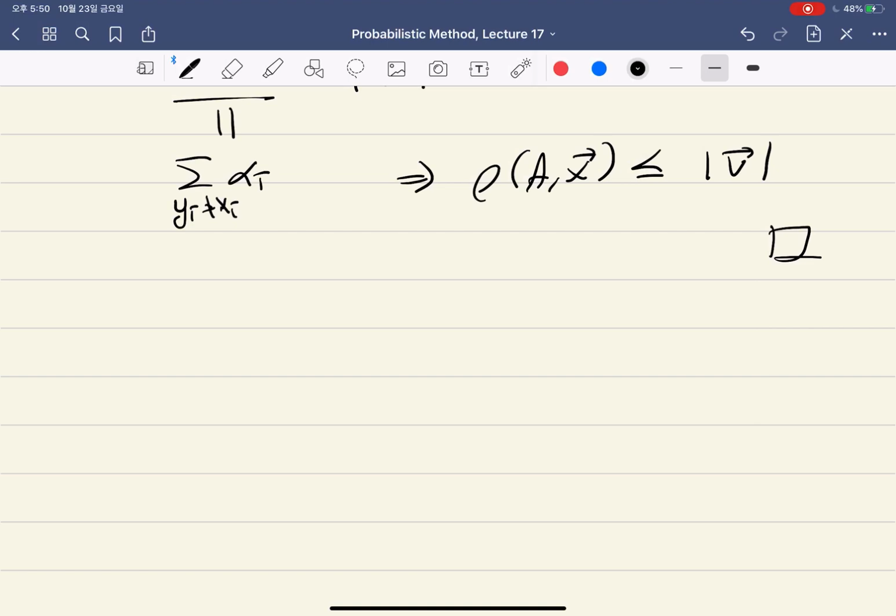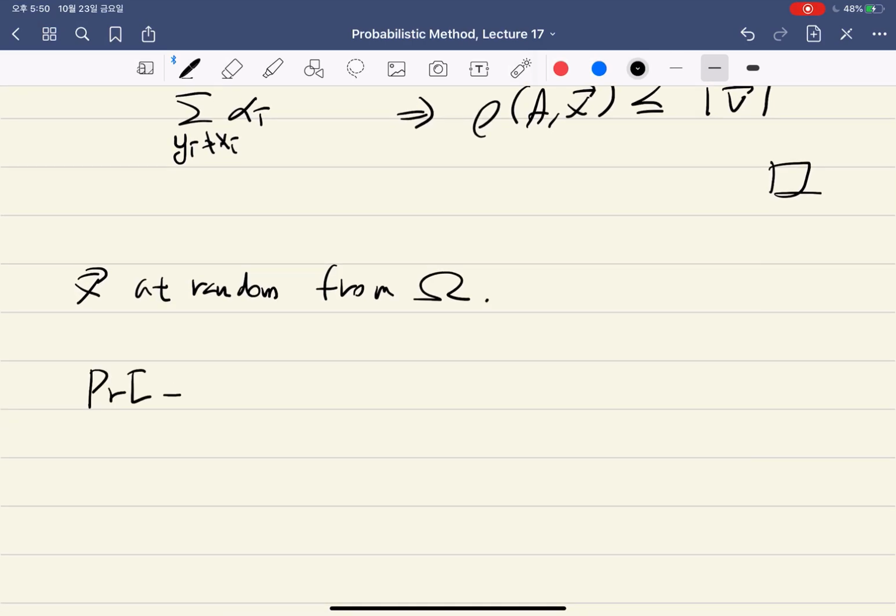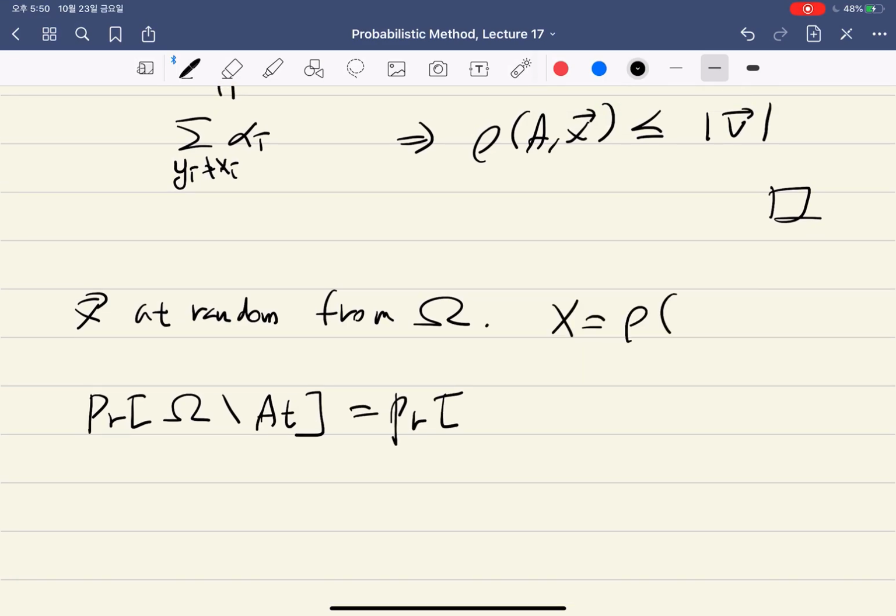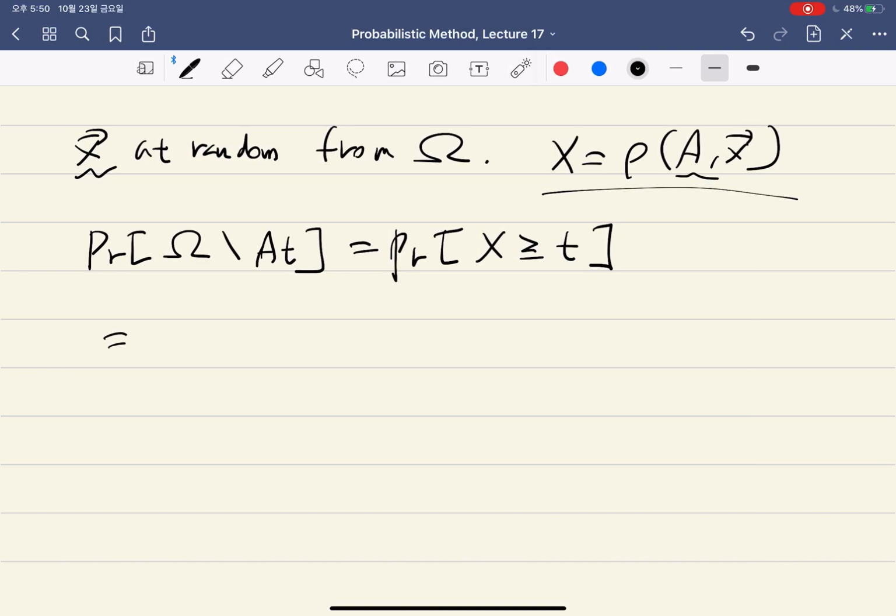So now we have this theorem, and then what we want to prove is the Lagrange inequality. But how do we want to prove it? We choose x at random from omega. Then what we want to prove is that the probability of getting points inside of this omega minus at is exactly the probability that, let's say, x is the distance between this randomly chosen point and a. Then this is same as the probability that this random variable x is at least t. Then this can be rewritten in this way.